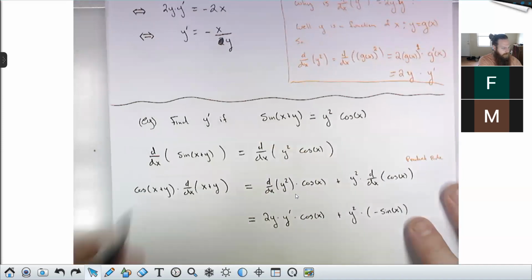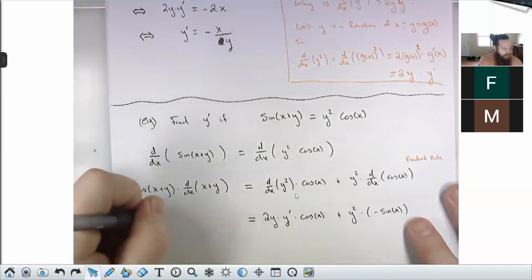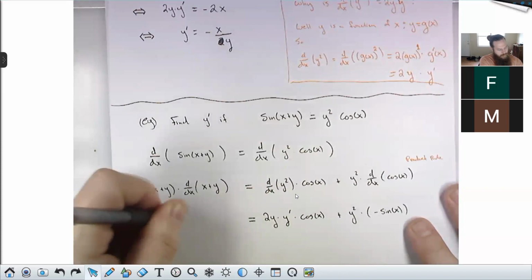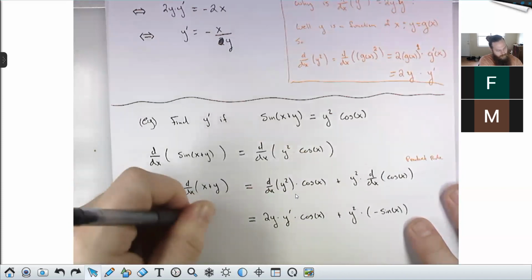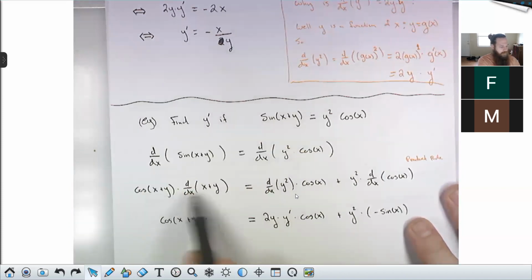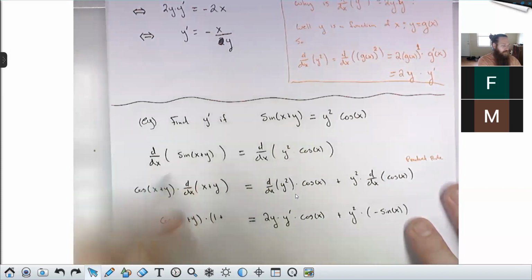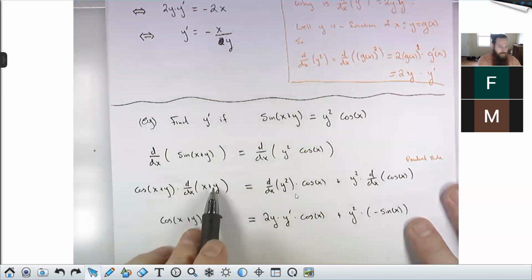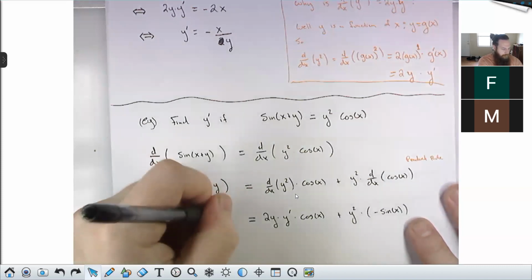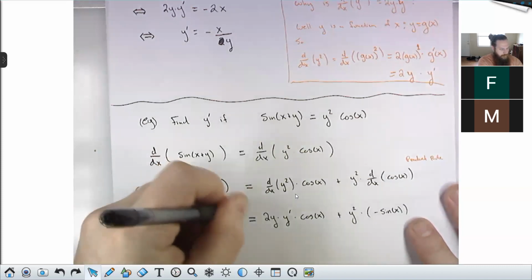On the left-hand side, I have cos of (x plus y) times, and now this is outside the cosine function, the derivative of x is 1, plus the derivative of y is 1 times y prime.